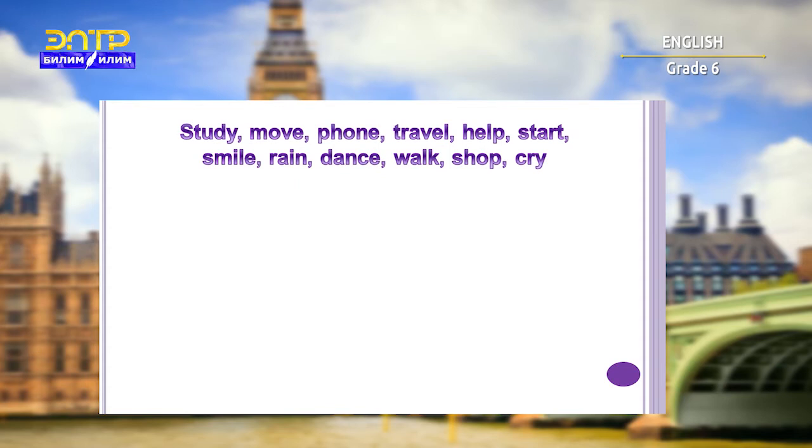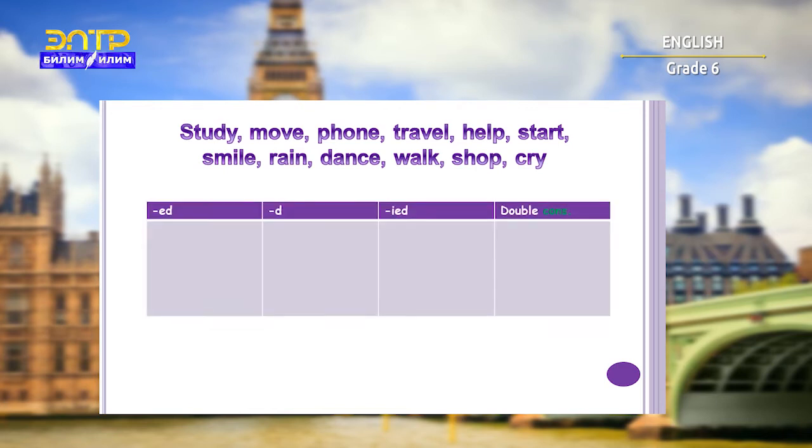It's time to practice. Take your copybooks and pencil and get ready. Your task is to divide the given verbs above into 4 columns. In the first column, put the verbs that end in ed. In the second column, the verbs that end in d. In the third column, the words with IED ending. And in the last one, the verbs with doubled consonants.